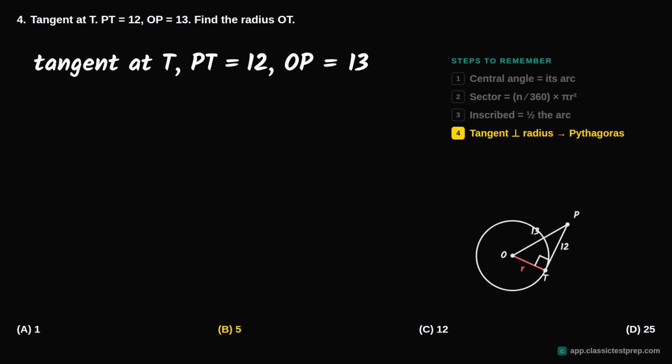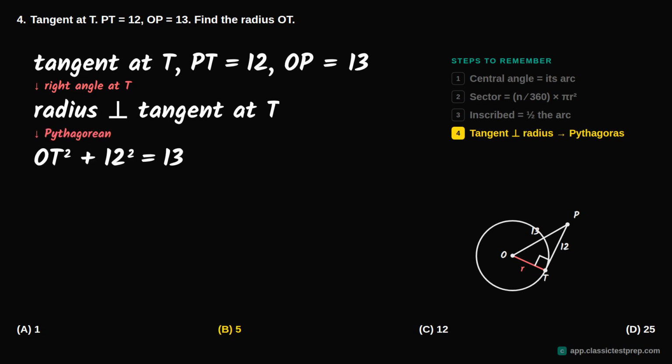A line is tangent to a circle at point T. From an external point P, the distance PT is 12. And OP from the center to P is 13. Find the radius. So the radius drawn to the point of tangency meets the tangent at a right angle. So triangle OTP is a right triangle.